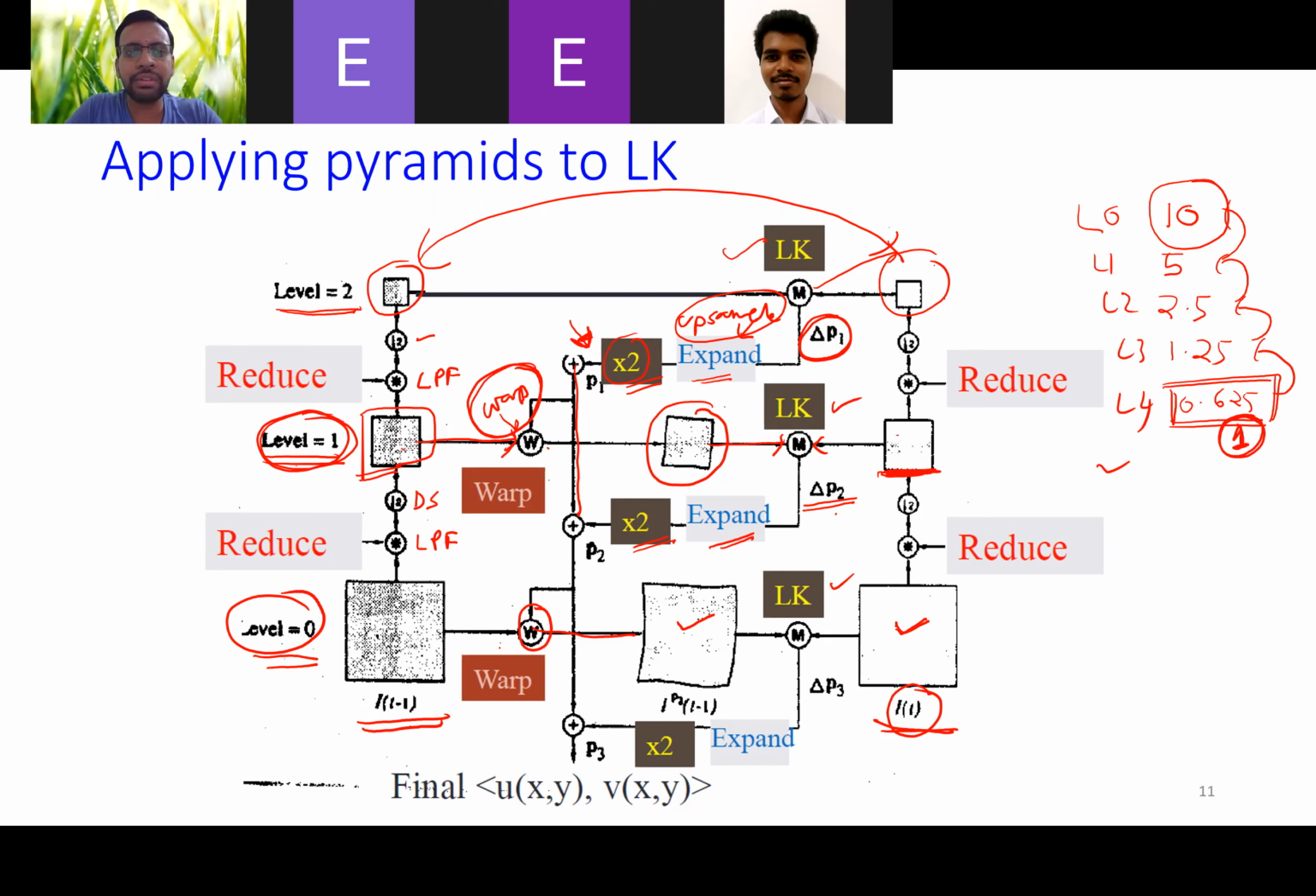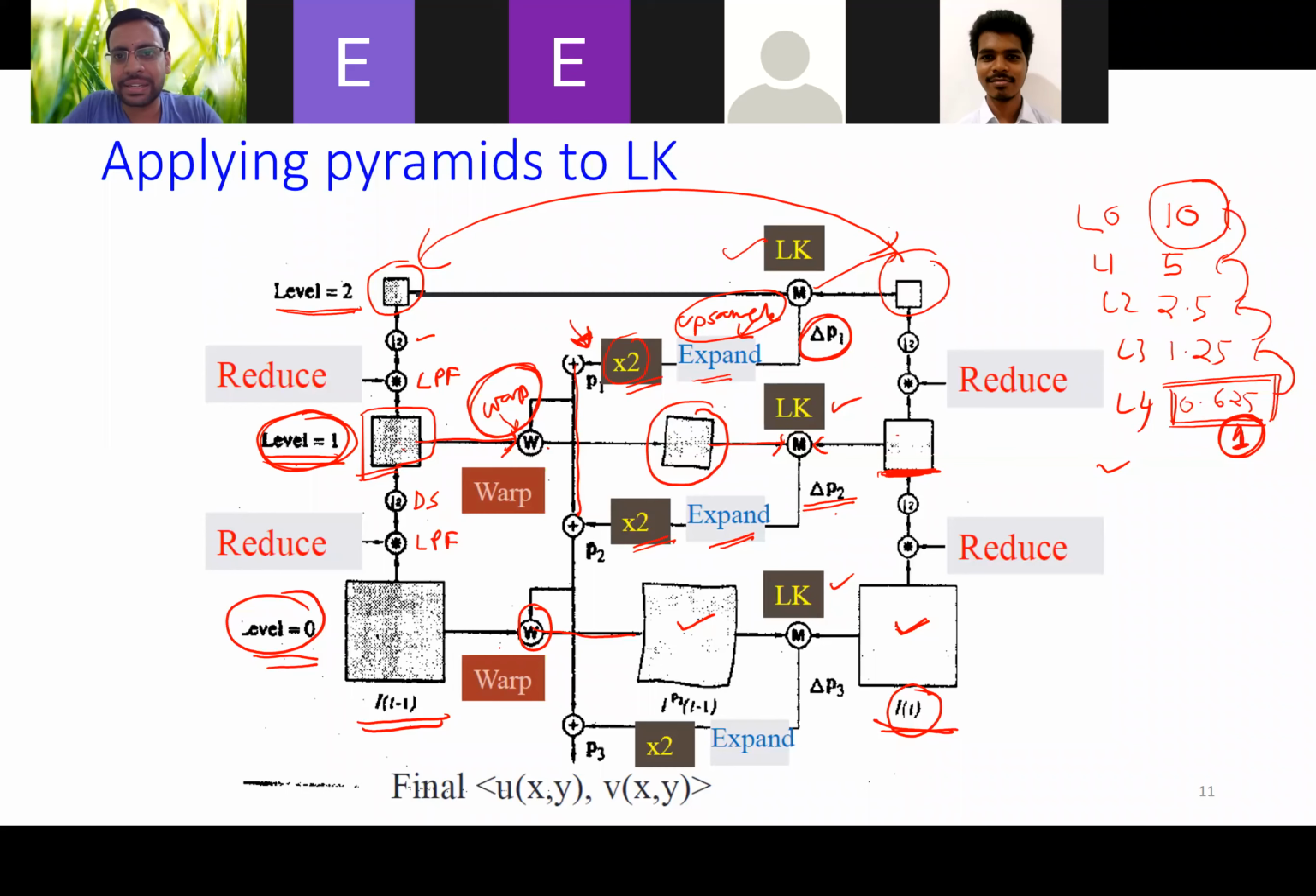So in other words, upsampling is gradually bringing you upsampling your displacement fields, and then applying that is gradually bringing you to the final level. Sir, yes. Why do we add the UV values found from level 2 with the UV values found in level 1 and do it accordingly?